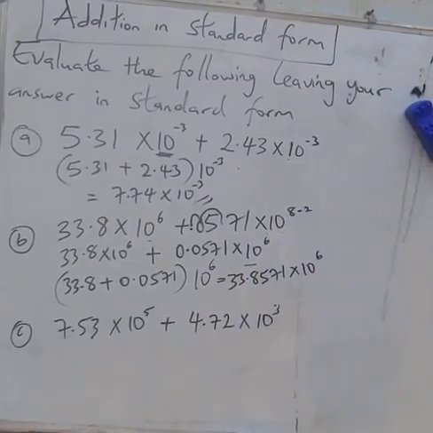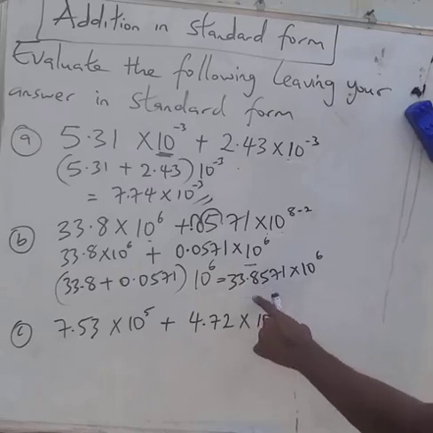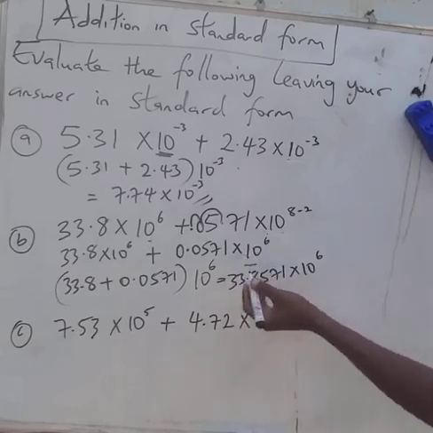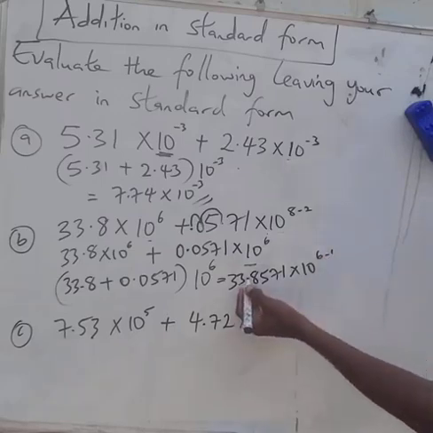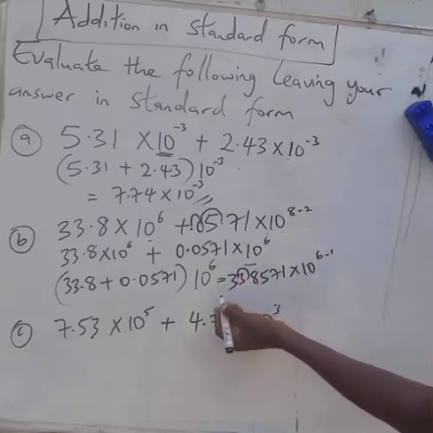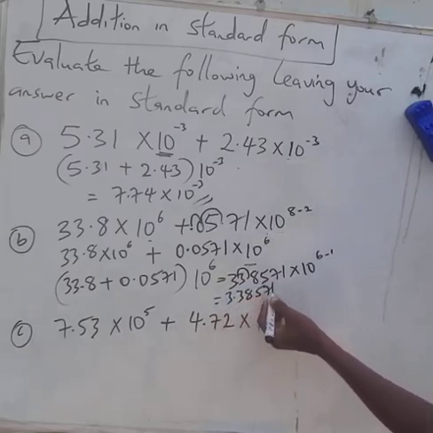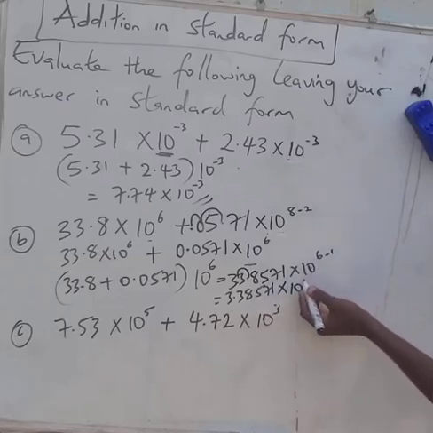But to write this in standard form, you don't need to write it this way. The decimal point needs to come to the front. I'm moving the decimal point to the front. That means we need to subtract 1 from the power, to move it just 1 place. So here becomes 3.38571 times 10 raised to the power 5. And this is your solution.